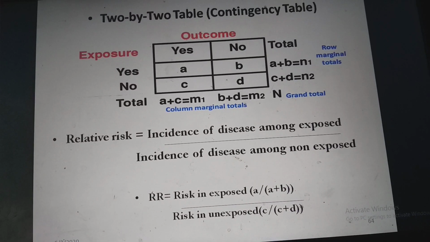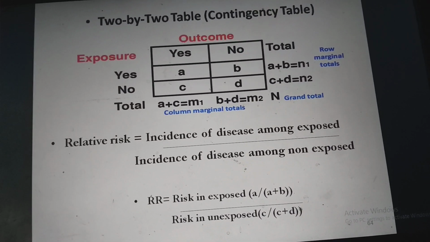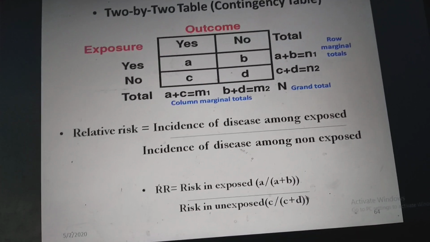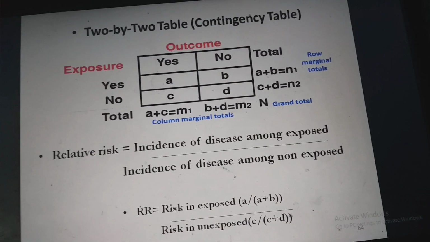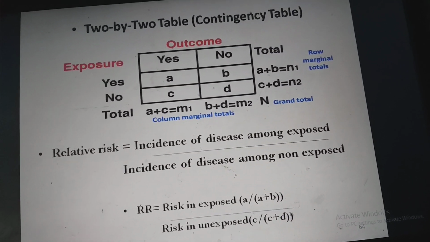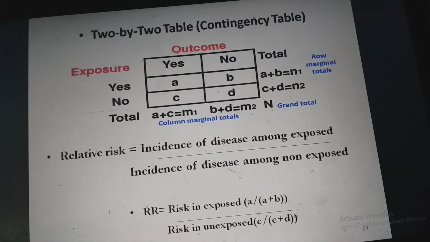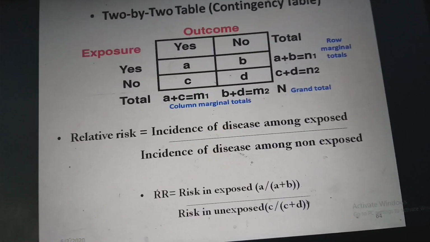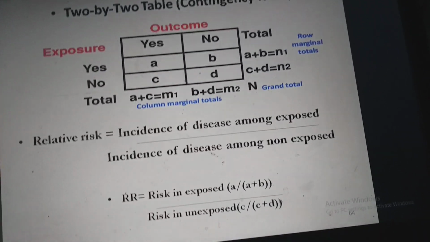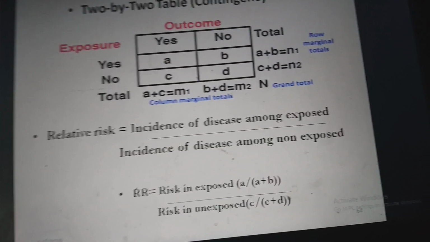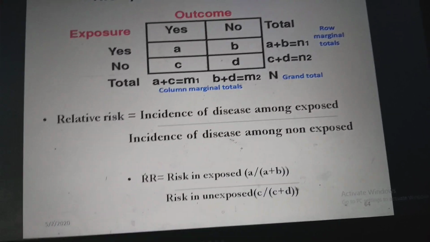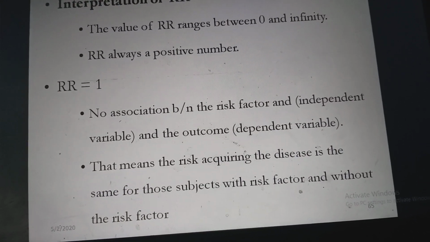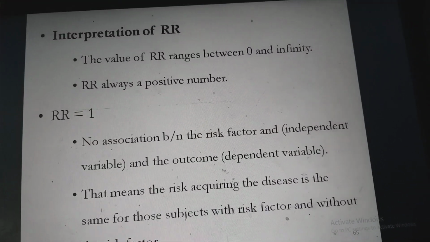Divided by the incidence among the non-exposed, meaning from the non-exposed, those who have the disease. Which ones are not exposed? C and D. Which have developed the disease? C. So C over C plus D. Therefore, risk in exposed, A over A plus B, divided by risk in unexposed, C over C plus D. This is simply the calculation of relative risk. We are going to interpret it again. Once you find the value, you are going to express it. When you calculate these values, it is about division.